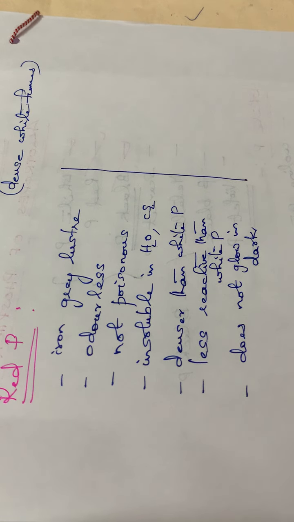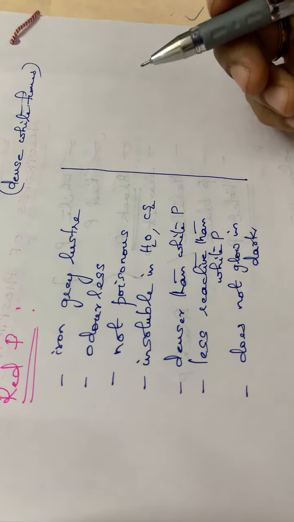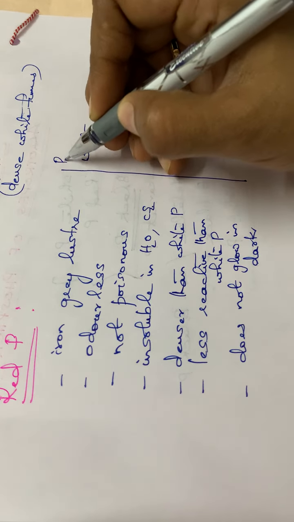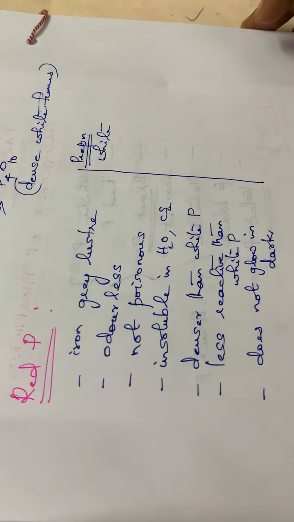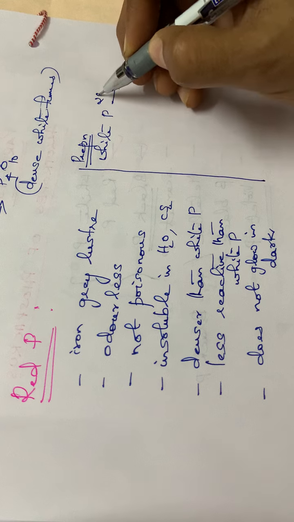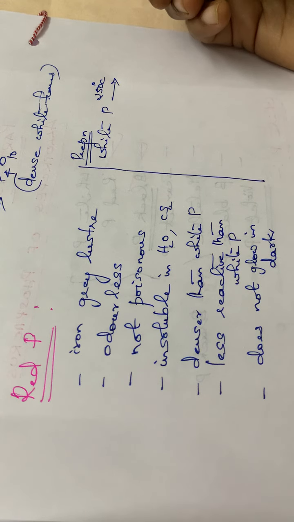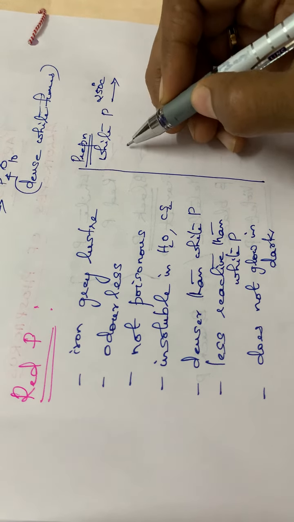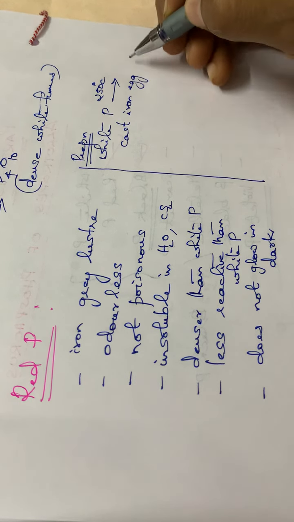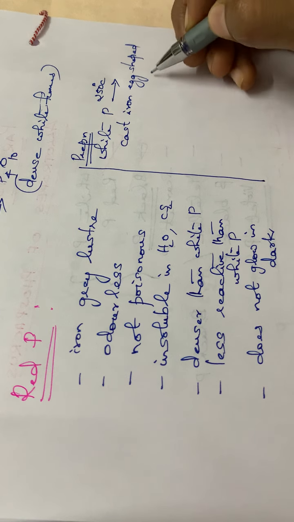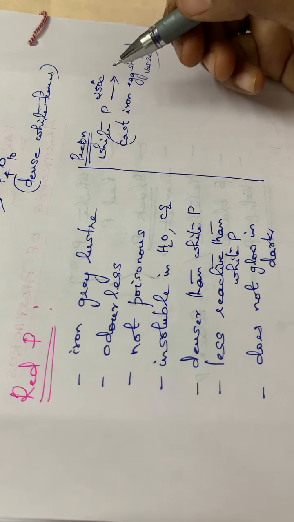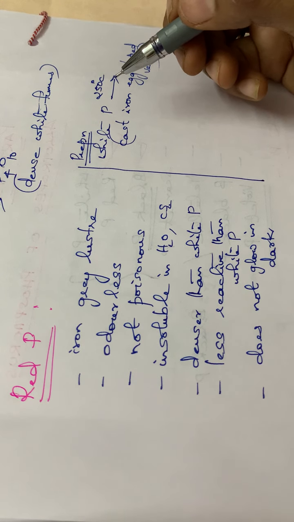Then coming to the preparation of red phosphorus, it is obtained by heating white phosphorus at a temperature of 250 degrees Celsius in a cast iron egg-shaped vessel. This white phosphorus is heated up to 250 degrees Celsius.